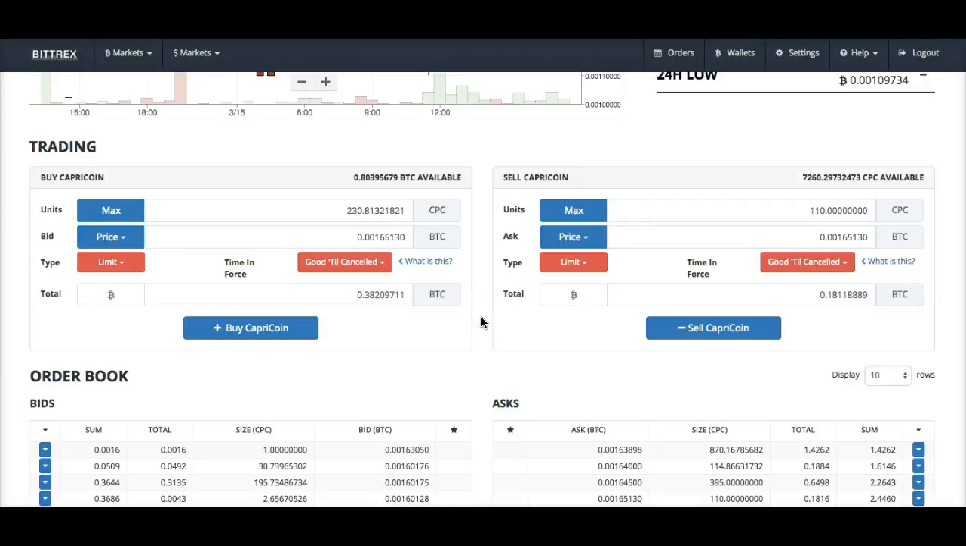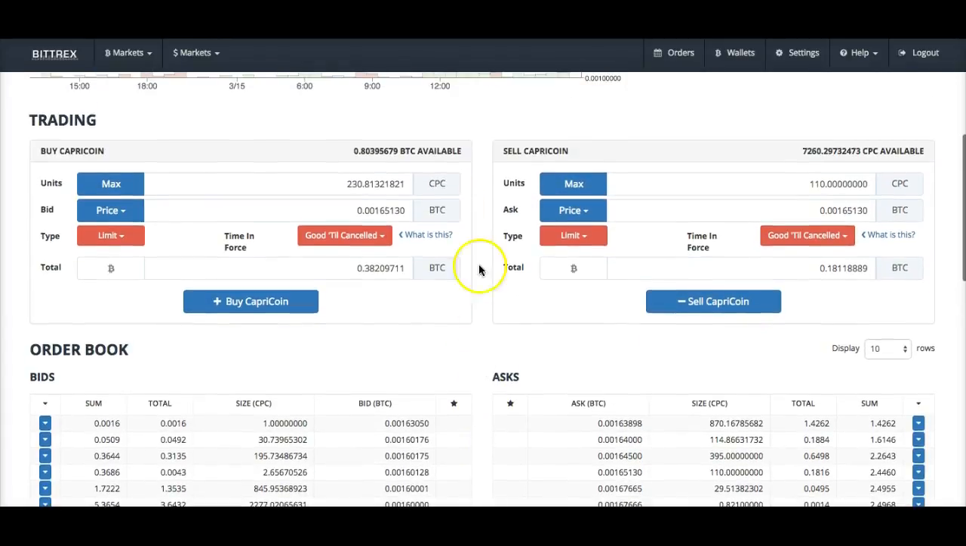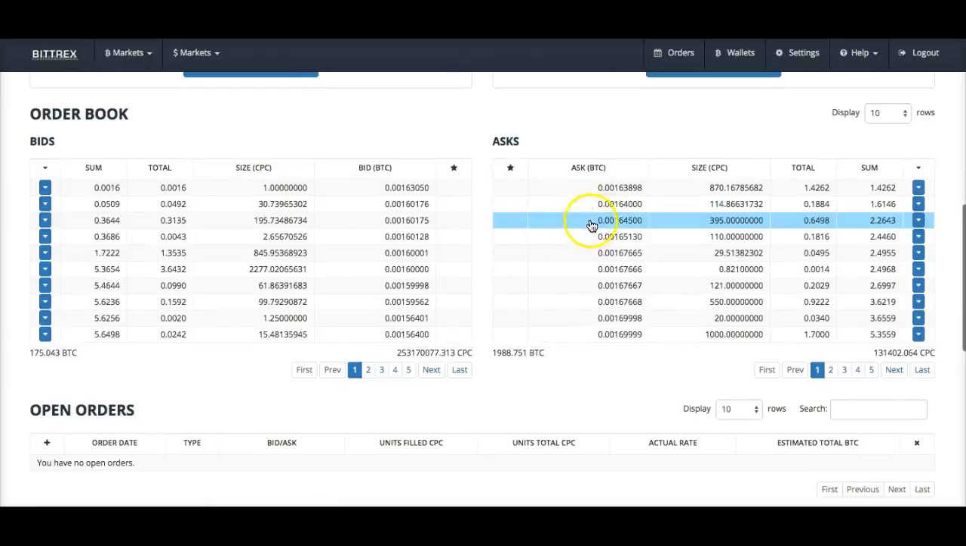I'm actually going to make a deal here at the same time. So here's how it works. Okay, so first of all, you have your buy side right here to buy Capricoin. You have your sell Capricoin right here. These are the charts down here where people are selling. These are where people are trying to buy for these prices.